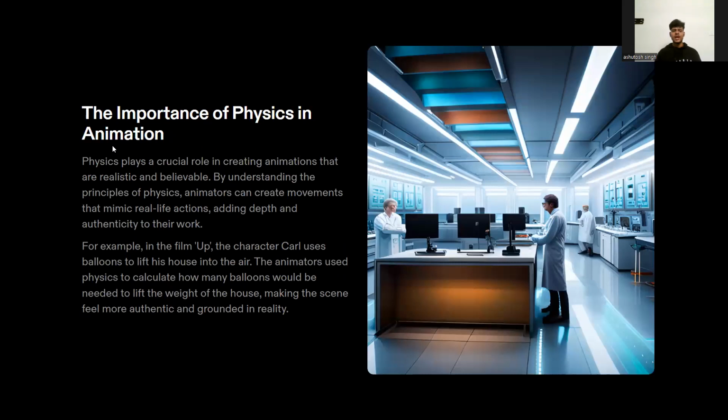The importance of physics in animation. Physics plays a crucial role in creating animations that are realistic and believable. By understanding the principles of physics, animators can create movements that mimic real life actions, adding depth and authenticity to their work. For example, in the film Up, the character Carl uses balloons to lift his house into the air. The animators use physics to calculate how many balloons would be needed to lift the weight of the house, making the scene feel more authentic and grounded in reality.